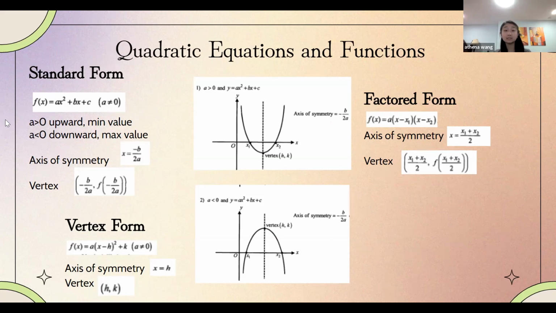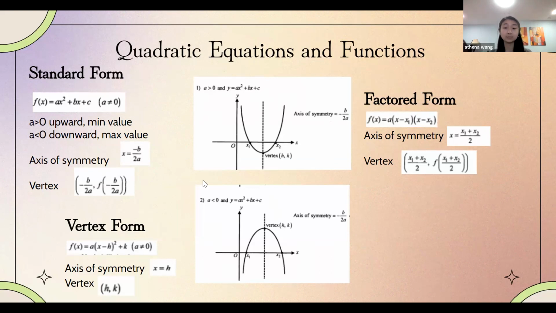If a is greater than 0, then this parabola, which is this graph, is pointing upwards, and the minimum value is at the vertex. If a is less than 0, it is a downward parabola, and this is the maximum value. The axis of symmetry in this equation would then be negative b over 2a, and the vertex, which lies on this axis of symmetry, would be at negative b over 2a, comma f of negative b over 2a. So that is for the standard form.